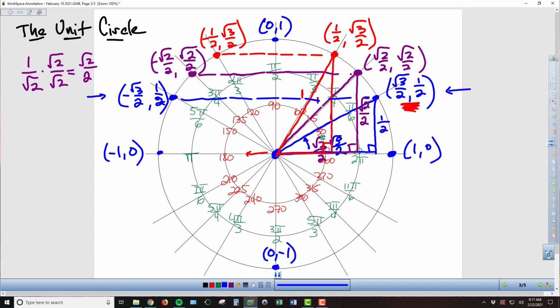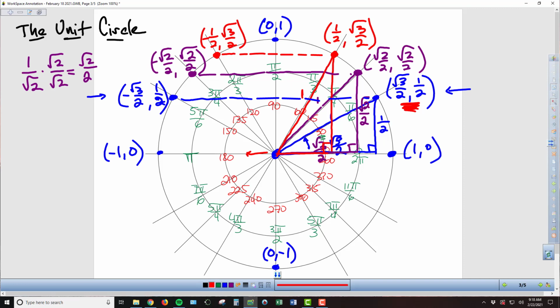Same thing is true for the 45 degree angles, the 45 and the 135. So 135 would have a reference angle that's 45 degrees. So it also has the same x and y coordinates, just differing by some positive and negative signs. And then at 60 degrees, the pi over 3 and 2 pi over 3 angles, same thing as well. We can go ahead and finish filling out our coordinates around the unit circle.